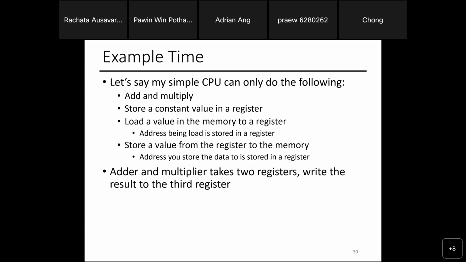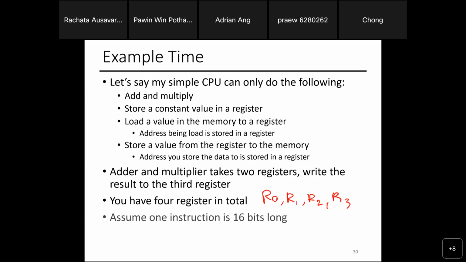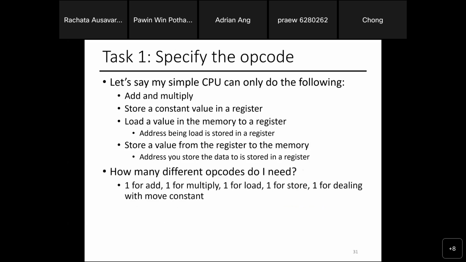Add or multiply take 2 inputs from the registers and write the result into a third register, right? And you have 4 registers in total. Let's assume I'll call them R0, R1, R2, and R3 for the sake of simplicity. And assume one instruction is 16 bits long. Basically, every single instruction is going to be 16 bits long.